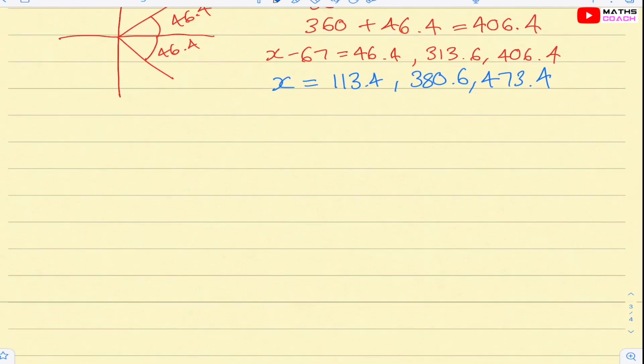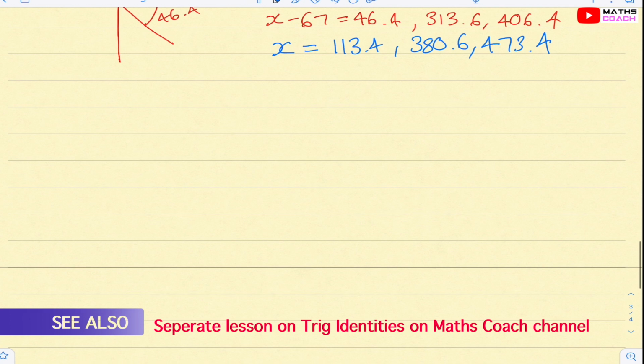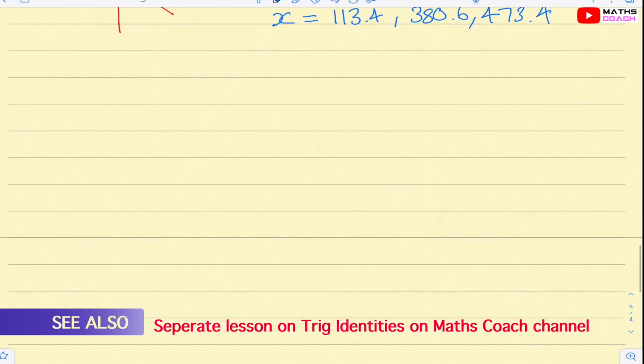So what about when we use trig identities to solve equations? These ones are going back to our trig identities, which we've introduced. We have sine squared plus cos squared equals 1, and tan x is sine x over cos x.